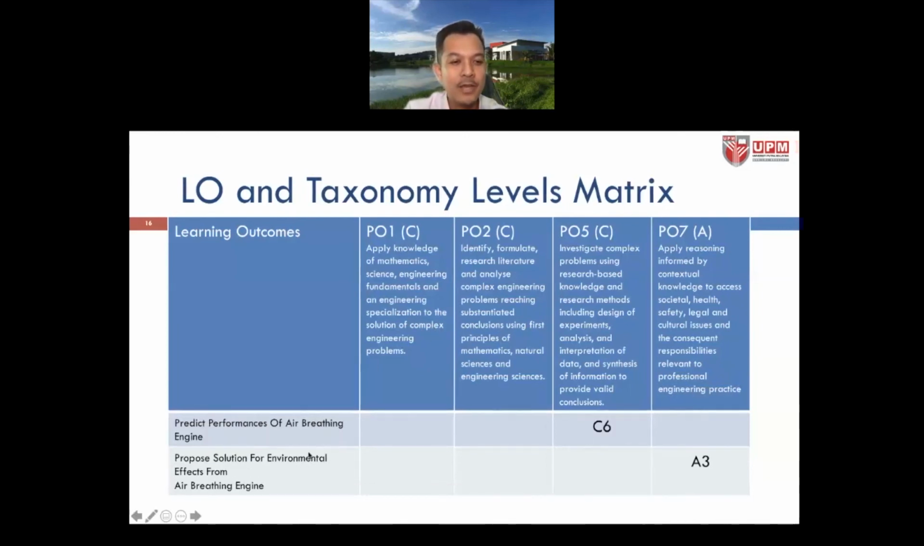To continue, we have course outcome number 3, predict performances of air breathing engines, which is mapped to PO5. This is where we use the software GasTurb. And finally, propose solutions for environmental effects. You are going to cover this in an assignment or in a test that is mapped to PO7. So it is a 1-to-1 mapping to make monitoring easy, so that when you cover all course outcomes, CO1 until CO4, you are addressing the program outcomes at the same time. All right.